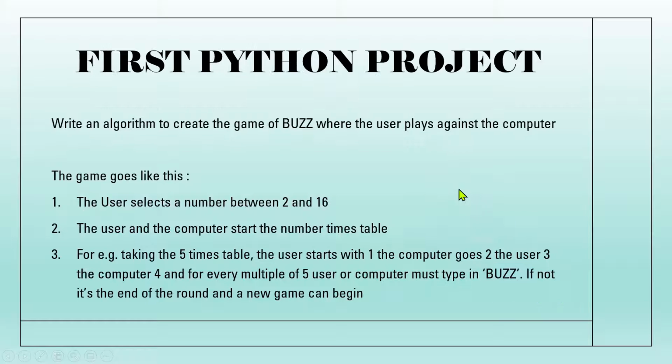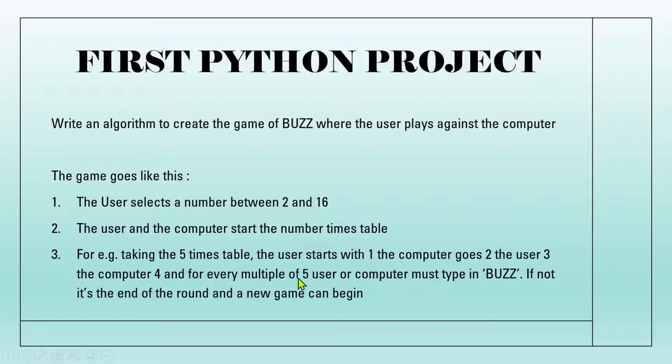Now moving on, we start with our first Python project. Write an algorithm to create the game of buzz where the user plays against the computer. This is how the game goes. The user selects a number between 2 and 16. User and computer start the number times table. So here's an example. Taking the 5 times table, the user starts with 1. The computer will type 2. The user types 3, computer 4.